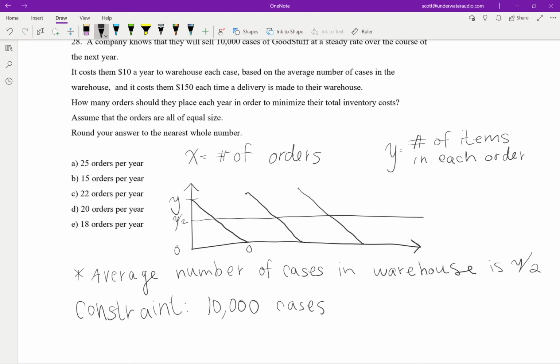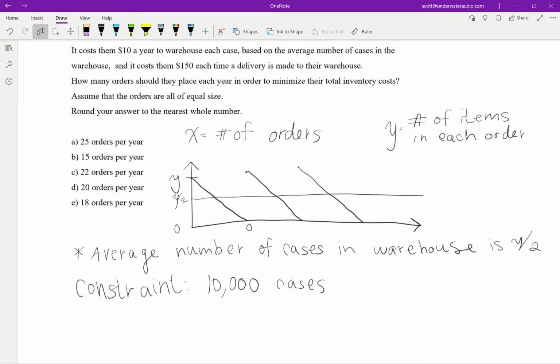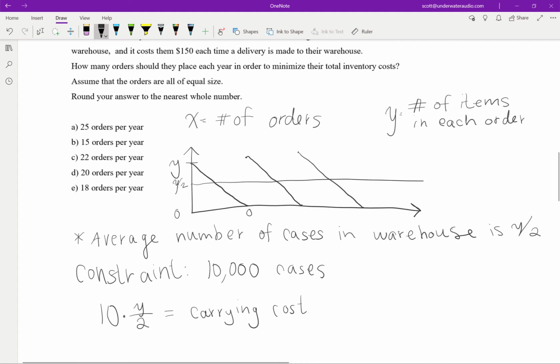And it costs them $10 a year to warehouse each case based on the average number of cases in the warehouse. Okay, so that's telling me that it's $10 times the average number of cases, which we just found was y/2. And this is just like the carrying cost, the cost to house it. And it costs them $150 each time a delivery is made. So there is a $150 fee every time there's an order, and we know there's going to be x orders. So that's going to be like the delivery cost.